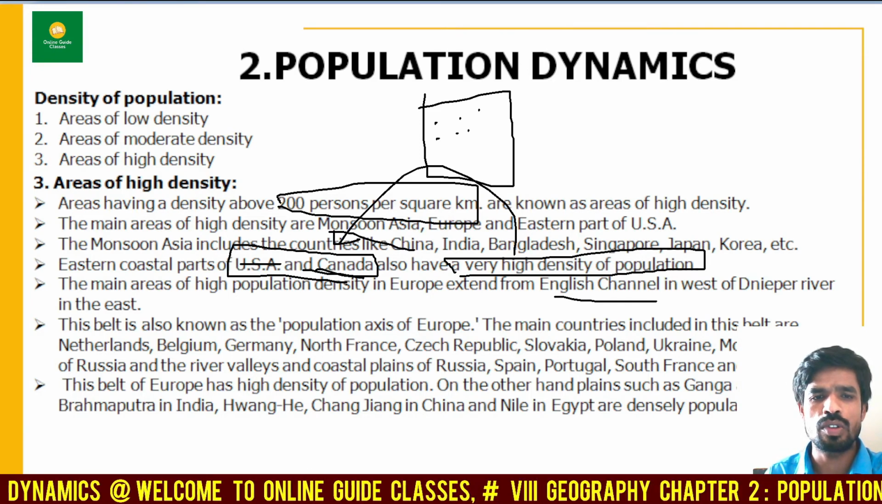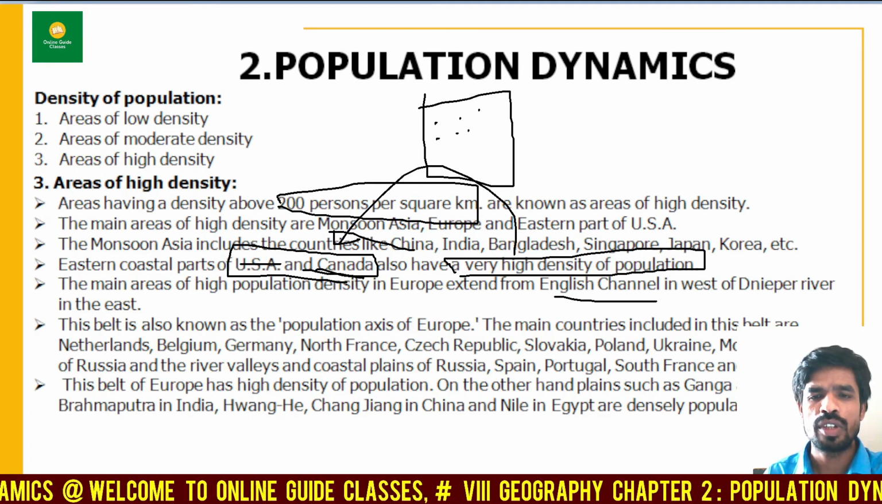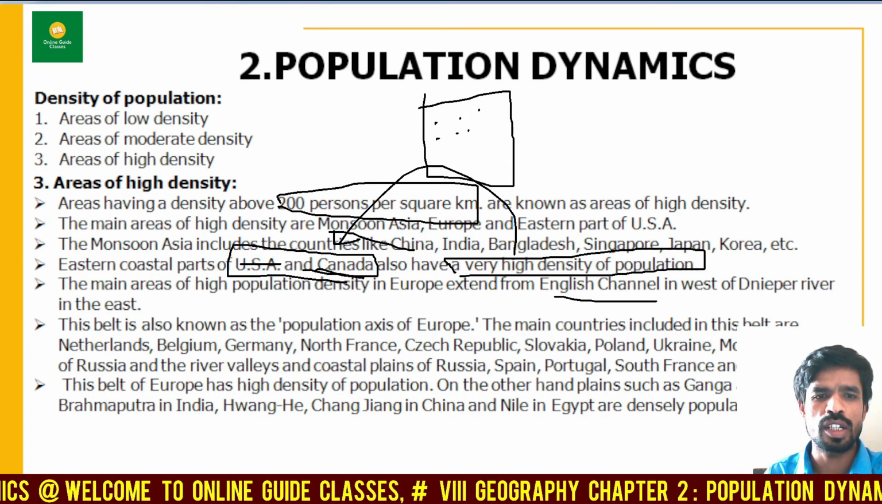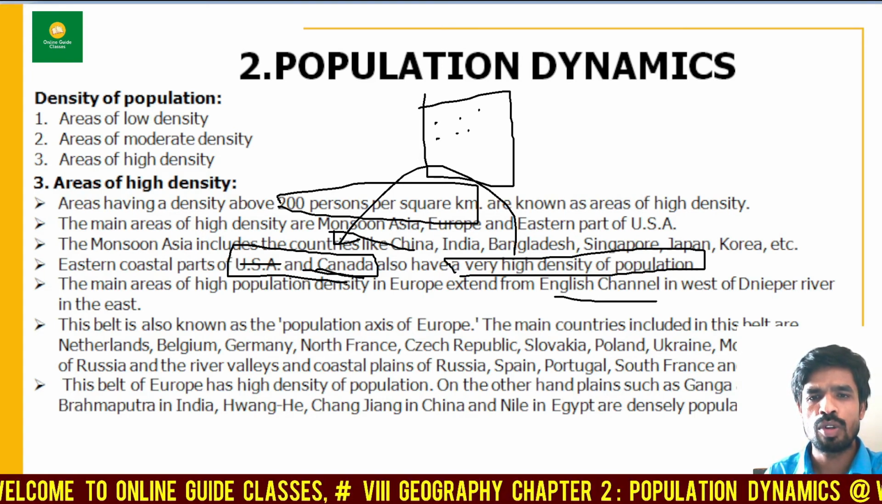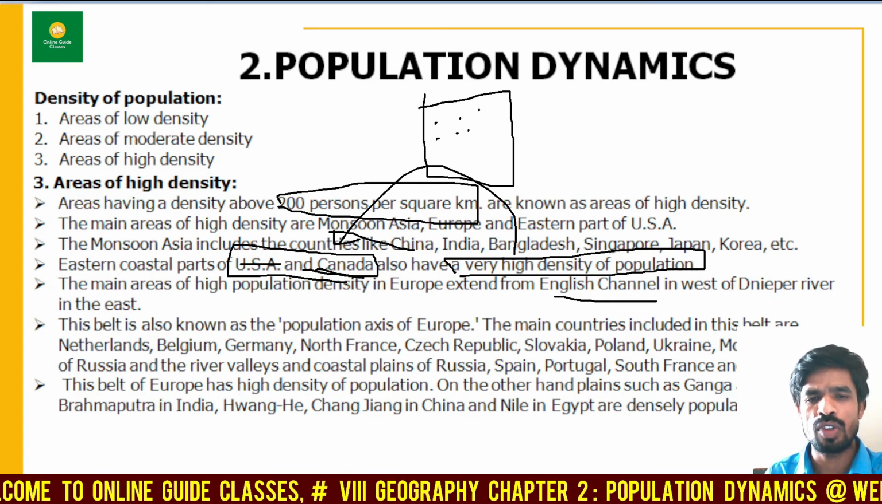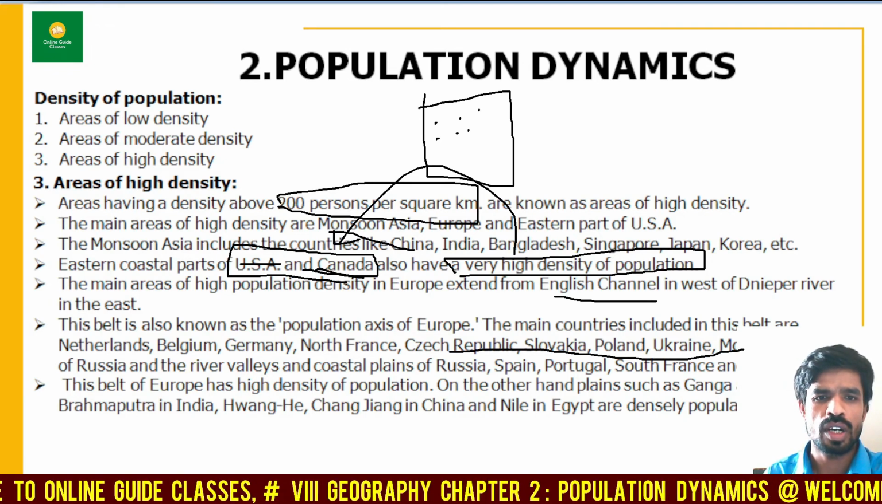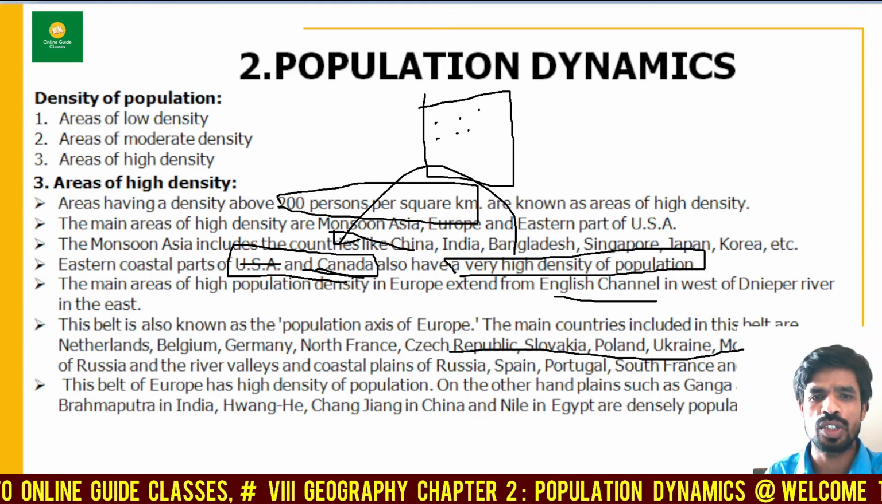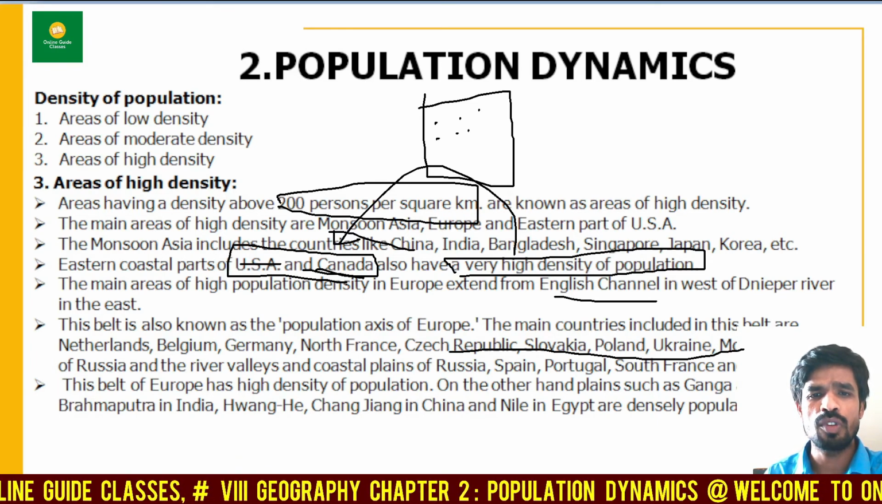This belt is also known as the population axis of Europe. The main areas in this belt include the Netherlands, Belgium, Germany, North France, Czech Republic, Slovakia, Poland, Ukraine, and all these places. Much of it is located in Russia. And the river valleys and coastal plains of Russia, Spain, and Portugal are some of the places where you find high density of population.